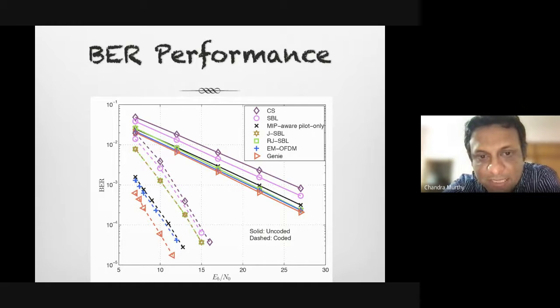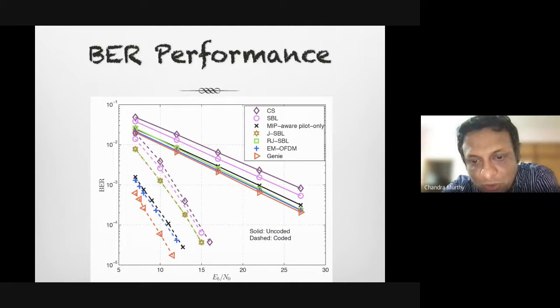and if you look at that curve versus this JSBL, if you look at the uncoded case, which is a solid curve, so if you compare the green curve to the black curve, the green curve is below the black curve, meaning that you can have lower bit error rate by using this RJSBL algorithm compared to using the MIP aware pilot only. That's a Genie-aided approach. It's not practical, but the RJSBL is able to beat the MIP aware pilot only curve.